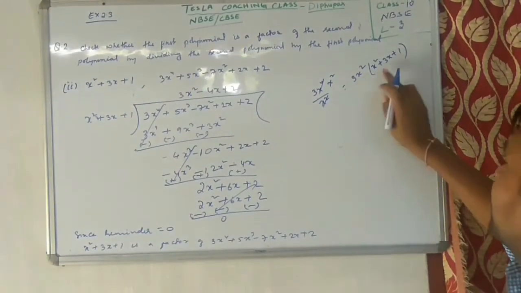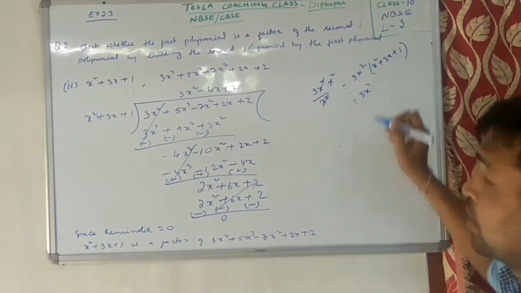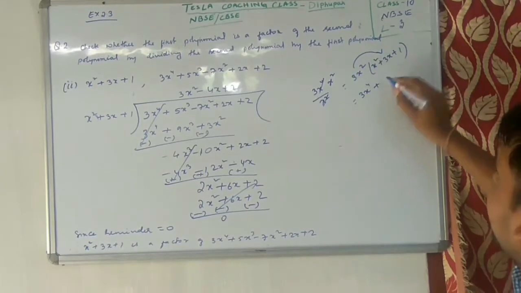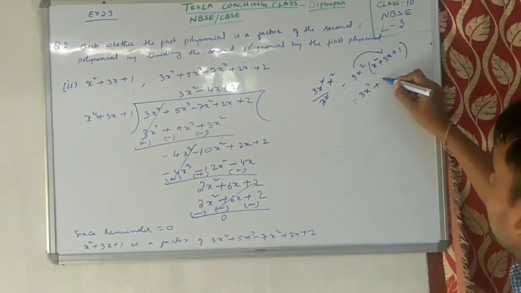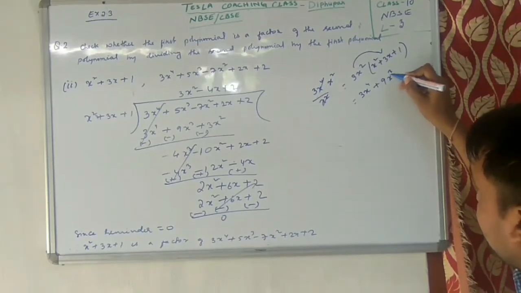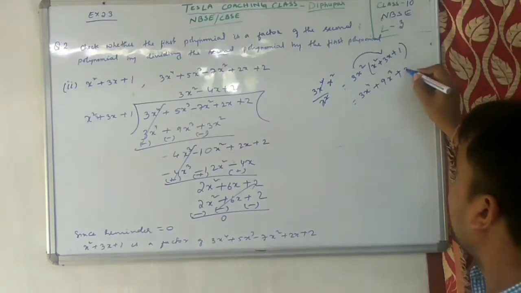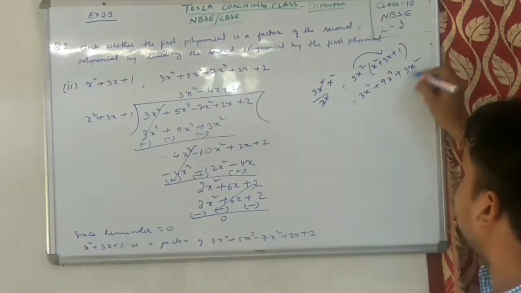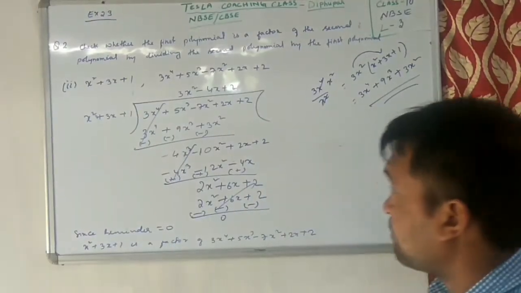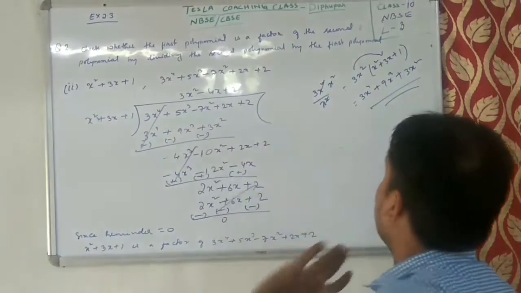Okay? So now we are going to multiply x squared into x squared. It will give you x to the power 4. Now next, we are going to multiply this with this, x squared plus 3x. So it will be 3 threes are 9, and x squared into x, so it will be x to the power 3, plus 3 into 1, it will be 3, and into x squared. So whatever you have got, you will write it here as I have already written it. So it is 3x to the power 4 plus 9x cubed plus 3x squared.